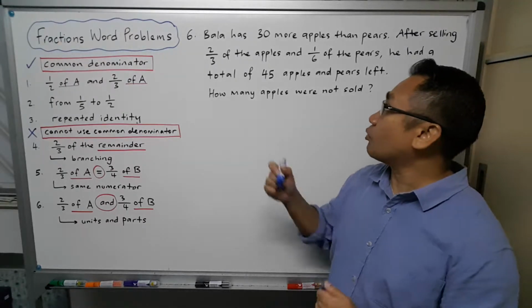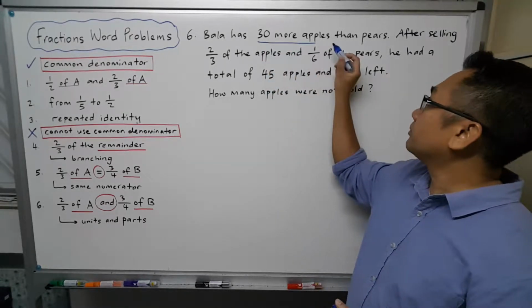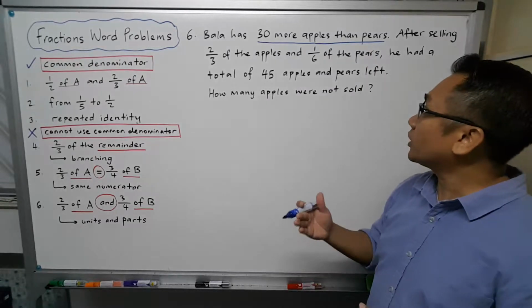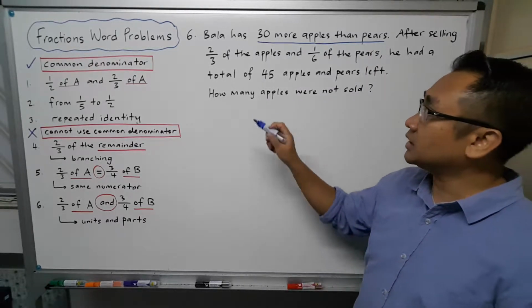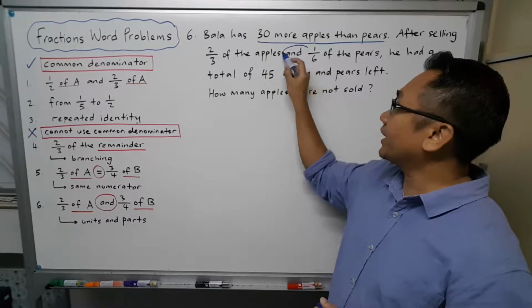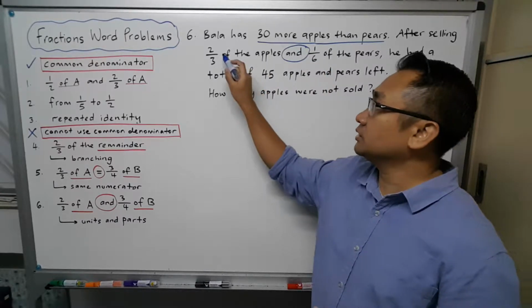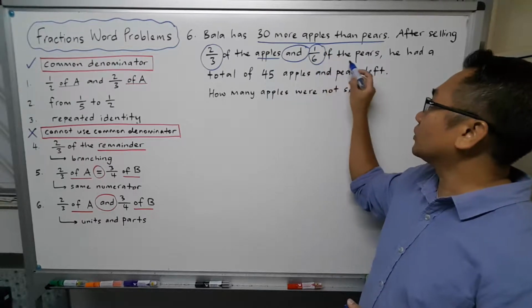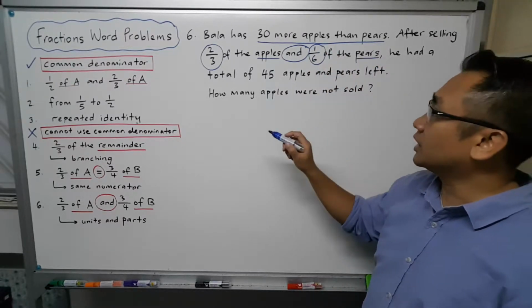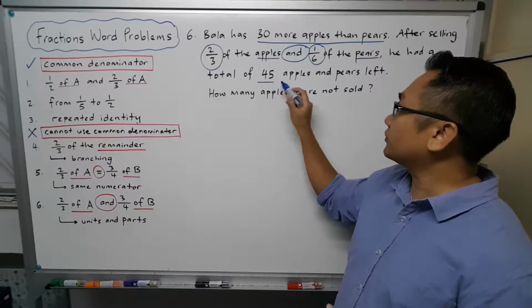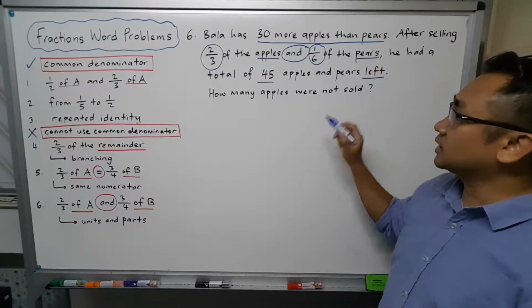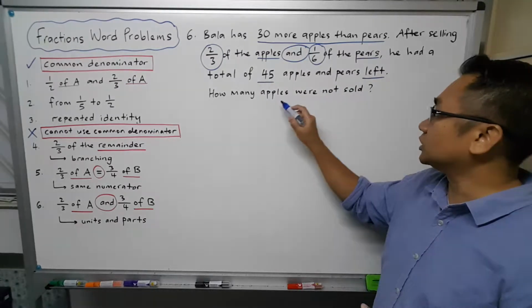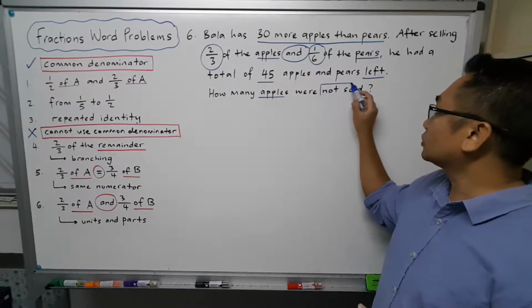Bala has 30 more apples than pears. After selling 2/3 of the apples and 1/6 of the pears, he had a total of 45 apples and pears left. The question asks us to find how many apples were not sold.